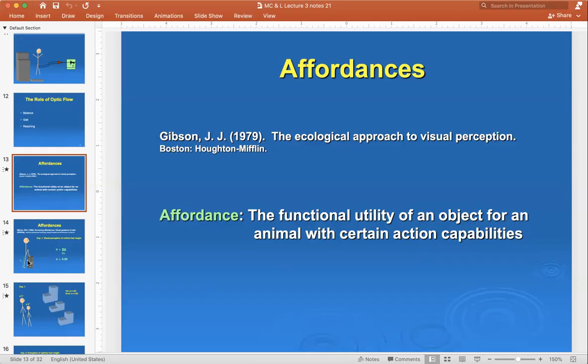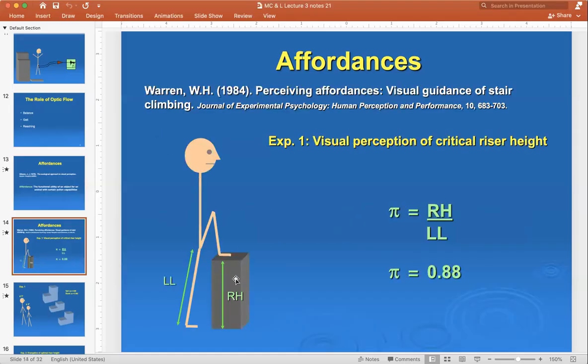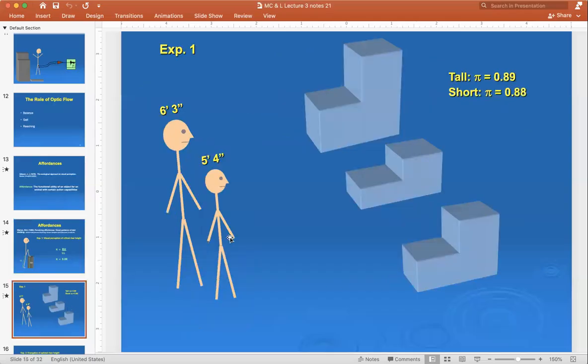Anyway, the first example was this one by Bill Warren, who looked at the maximal height of a box or step that you could stand up on. He calculated it biomechanically, as riser height as a percentage of leg length, to be 0.88. He gave tall and short people an opportunity to tell him which of these boxes they could stand up on without using their hands. And lo and behold, tall and short people picked basically the same ratio, indicating it's not the absolute size of a box or step that's important, it's the relative size.